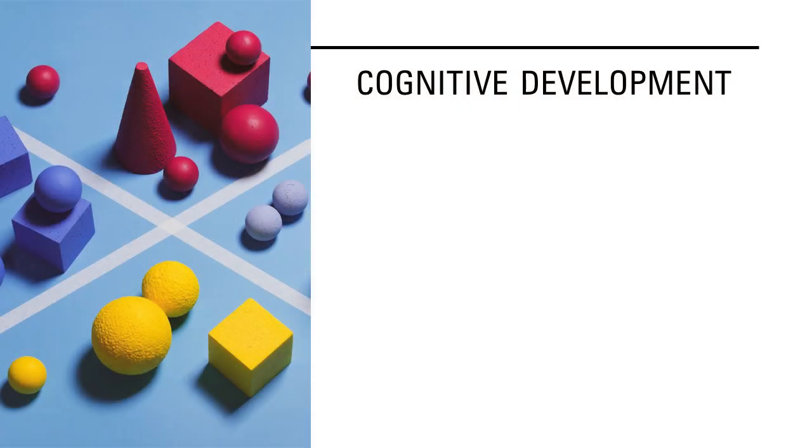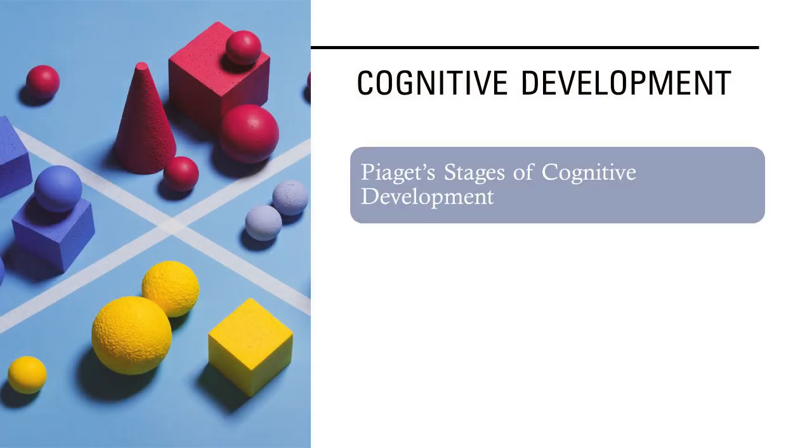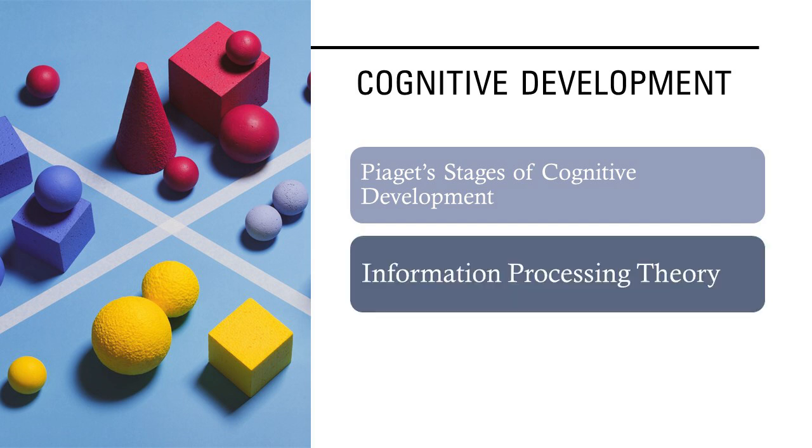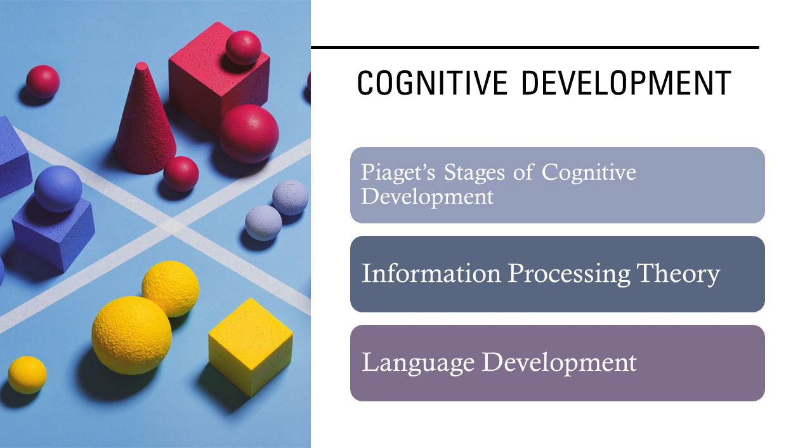Cognitive development in infancy is best understood through Piaget's stages of cognitive development. We will discuss this in more detail in the next slide. Other important aspects of cognitive development include information processing theory and language development. Information processing theory explains how individuals take in, process, store, and retrieve information.